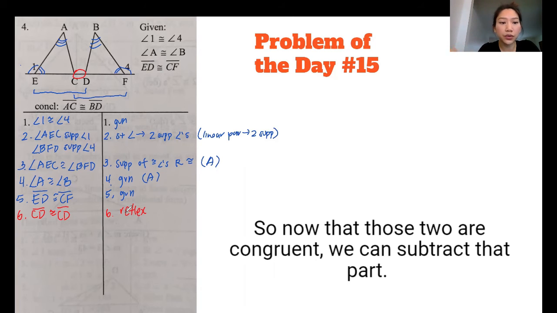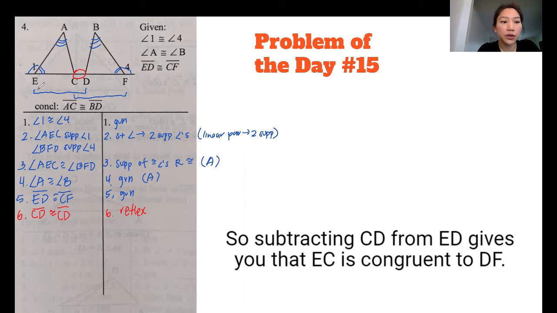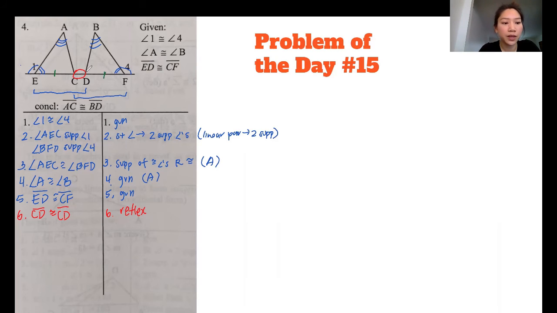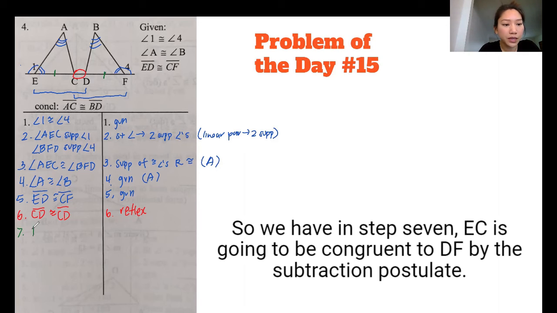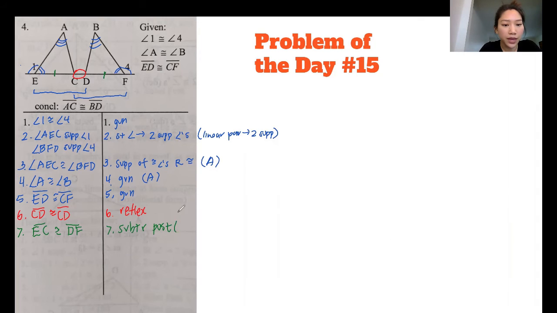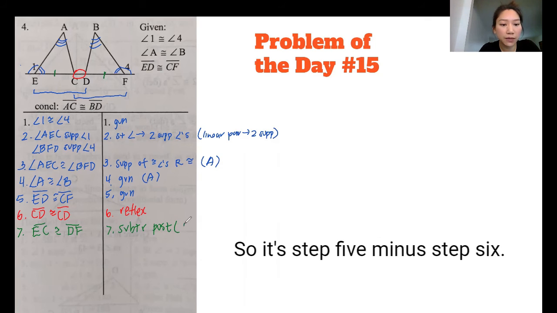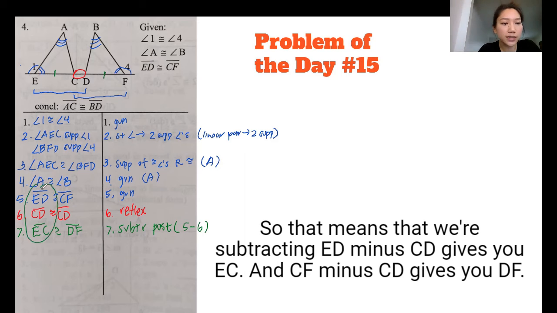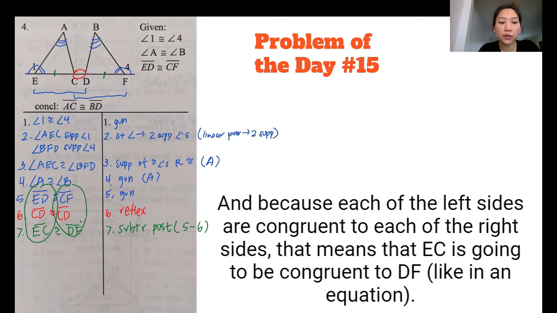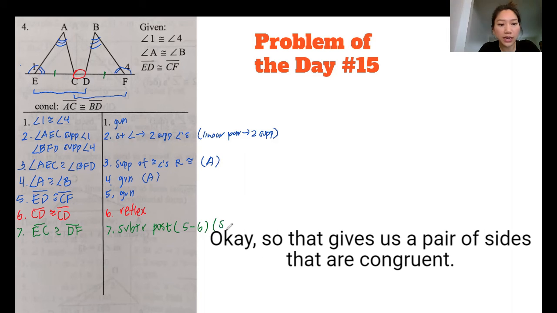Now that those two are congruent, we can subtract that part. Subtracting CD from ED gives you that EC is congruent to DF. So in step 7, EC is congruent to DF by the subtraction postulate. Again, I like to identify which steps I'm subtracting, so it's step 5 minus step 6. That means ED minus CD gives you EC, and CF minus CD gives you DF. Because each of the left sides is congruent to each of the right sides, EC is congruent to DF. So that gives us a pair of sides that are congruent.